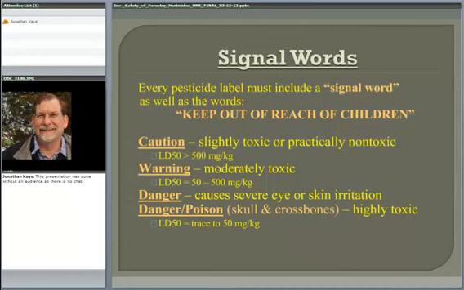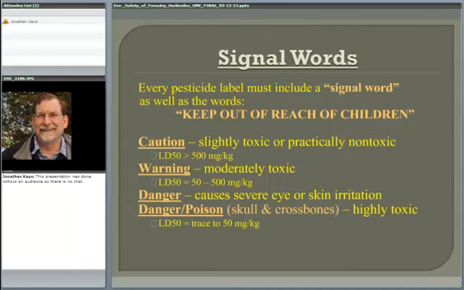And the way it works is that if it has a signal word of danger, that means it causes severe eye or skin irritation, it's highly toxic. Its LD50 is anywhere from 0 to 50 milligrams per kilogram of body weight. And I've asked this question in a class before: is it better to have a material with a low LD50 or a high LD50? And obviously it's better to have one with a high LD50 because it takes a lot more of it to cause the test animals to die. So 0 to 50 is very dangerous material, okay? Usually some skull and crossbones on it.